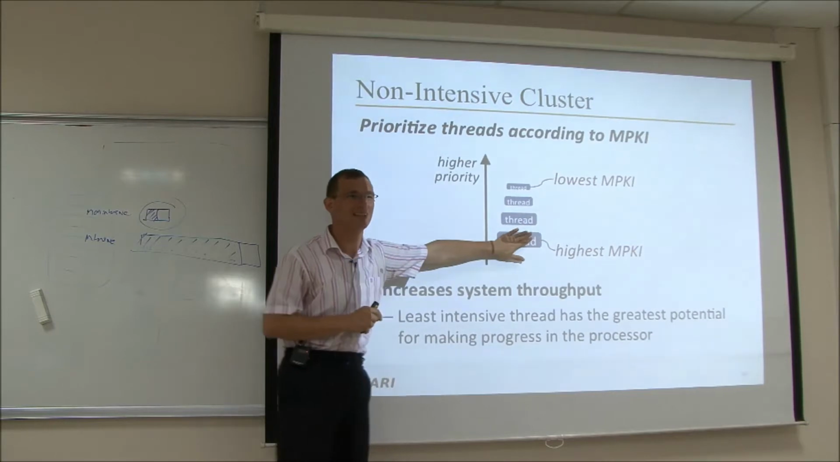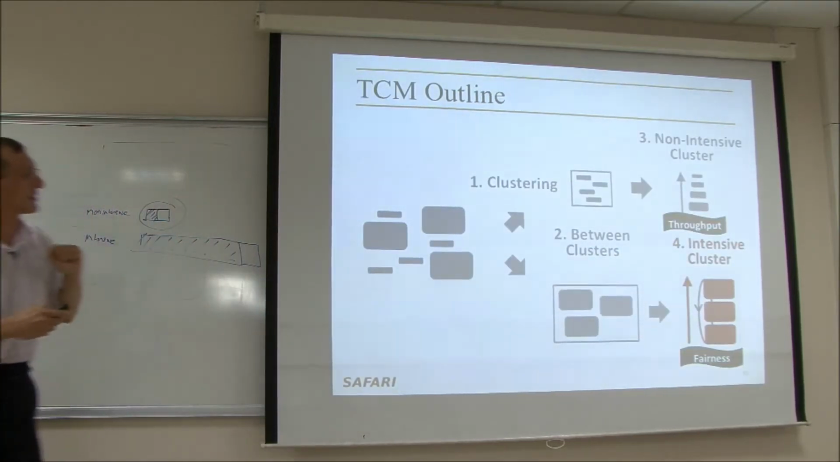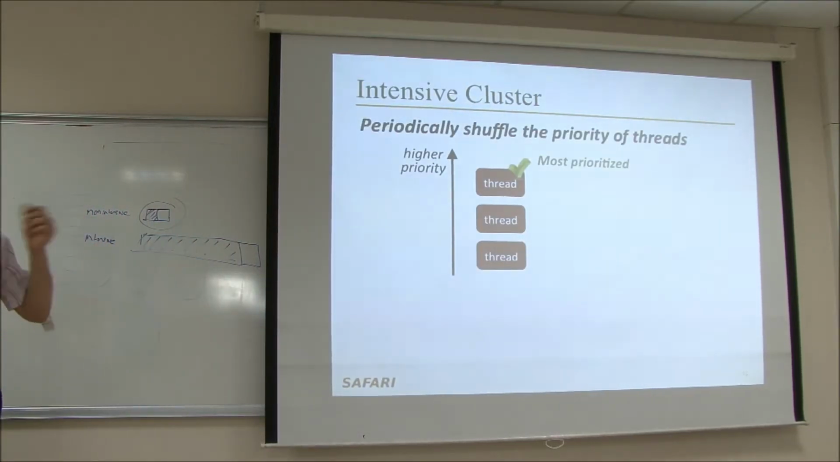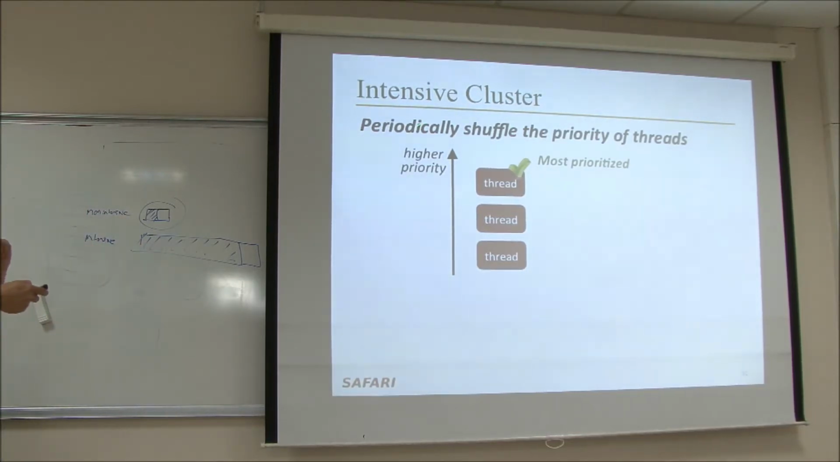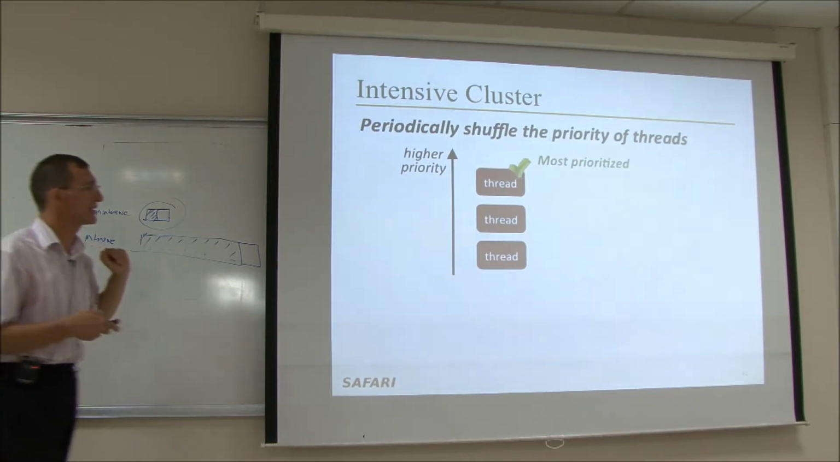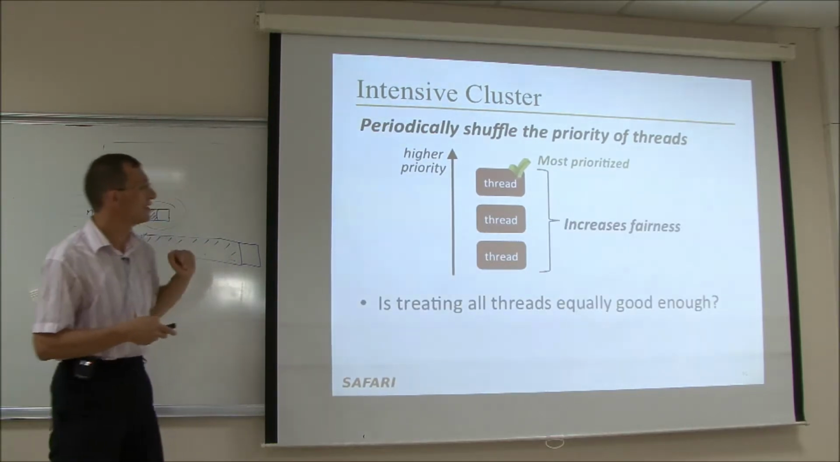Okay, let's take a look at the intensive cluster. I'm going to spend the most time here because this is what affects performance and fairness most. As I told you, the memory controller periodically shuffles the priority of the threads. So it looks like this. Every thread gets to be the top thread at some point in time. This increases fairness, but it turns out treating all threads equally is not good enough.